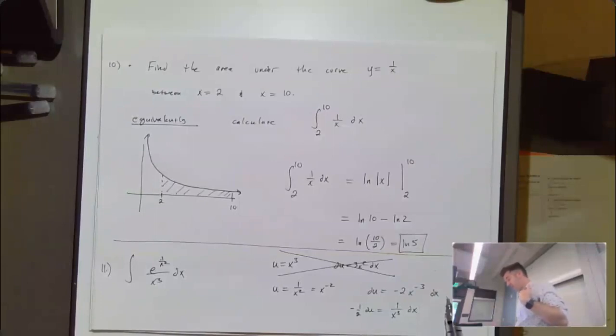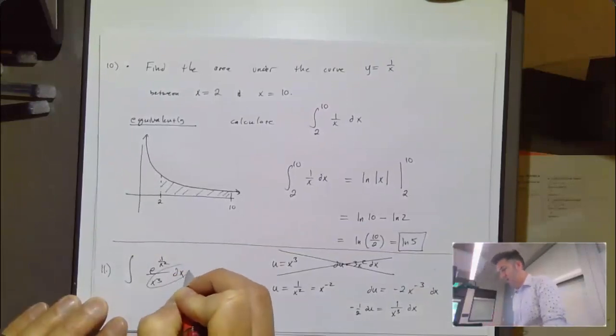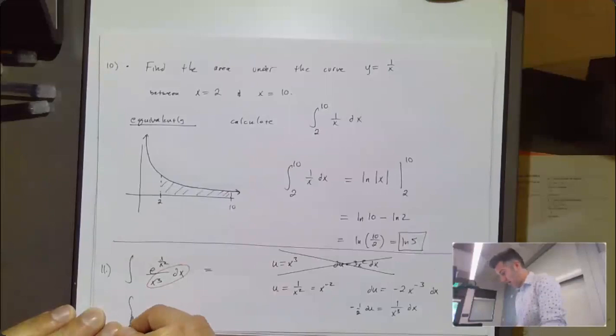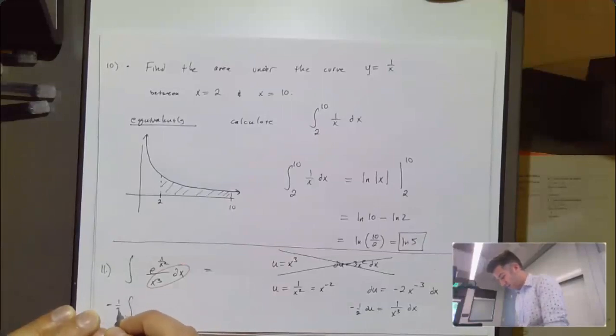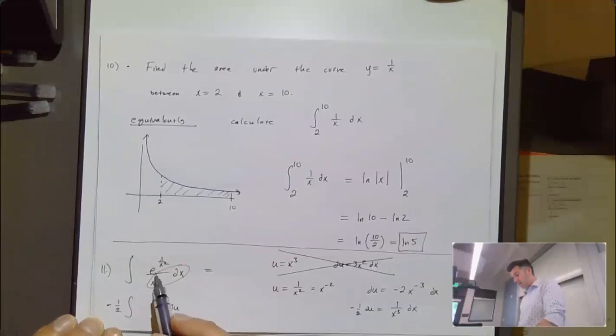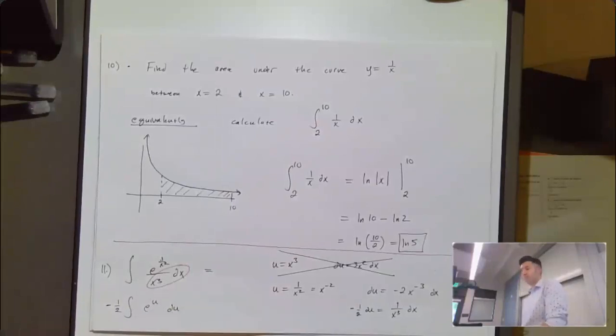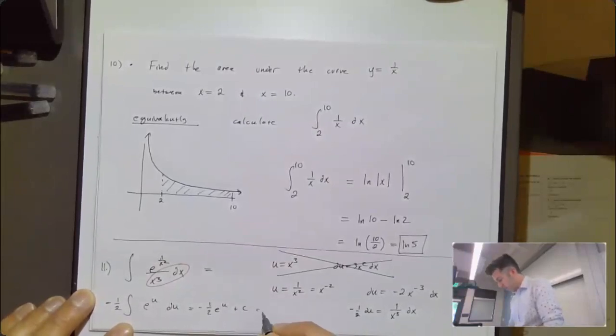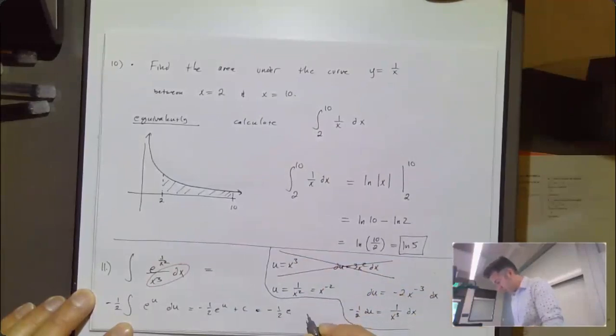And then I'm trying to make this look like what I have here. And oh, look, I have a 1 over x cubed times dx. So I'm going to rewrite this as the integral of, well, my 1 over x cubed times dx is equal to negative 1/2 du. And then I am left with an e to the u. The integral of e to the u is e to the u. So I'm going to get negative 1/2 e to the u plus c. And then that's going to equal negative 1/2 e to the 1 over x squared plus c.